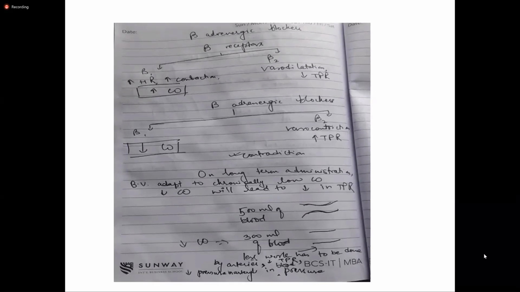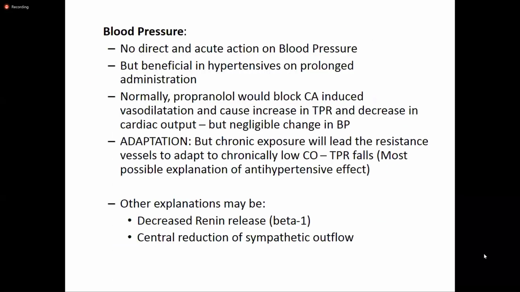But for that, beta blockers, propranolol or non-selective beta blockers have to be used for a long term, and only after long-term administration can the benefit of propranolol in the treatment of hypertension be seen. So, as said earlier, there's no direct and acute action on blood pressure. If you take it once or twice, or for one week or 15 days, blood pressure will not decrease. But the beneficial effect is seen in hypertensive patients on prolonged administration. And normally, when we give propranolol, what does it do?